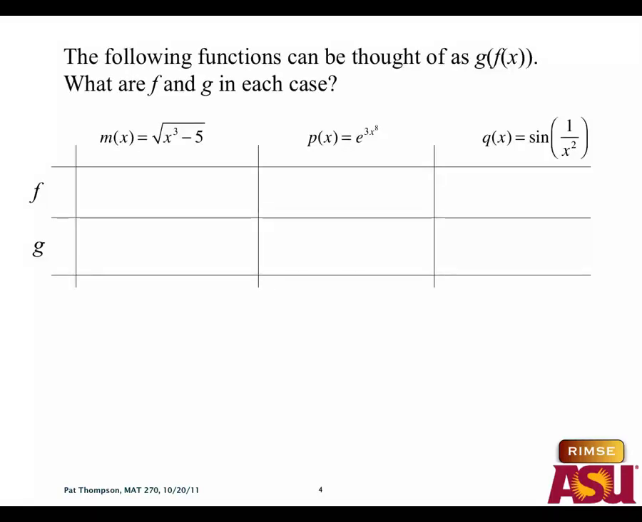Okay, so here's three functions, m, p, and q, and each of those can be thought of as g of f of x. So I want you to just take 30 seconds, see if you can write down in each case, what would f be and g be such that g of f of x would equal these given functions. So see if you can do it.